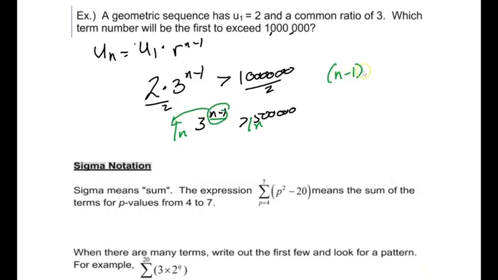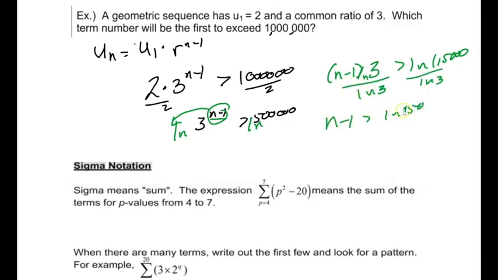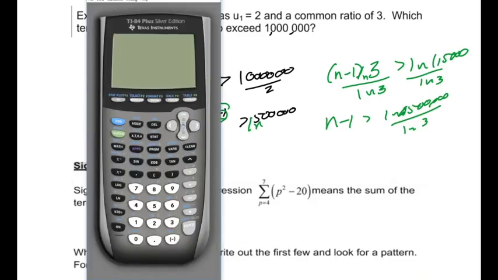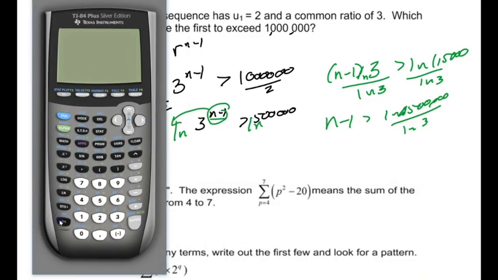n minus 1 times natural log of 3 is greater than natural log of 500,000. Oops, forgot the natural log here. I'm going to divide by natural log of 3. I'm going to get n minus 1 is greater than natural log of 500,000 over natural log of 3. By now, I probably should put in my calculator. Here's my fancy calculator. Turn it on. There's step 1, natural log of 500,000. Close the parenthesis, very important. Divided by natural log of 3. Very important, close the parenthesis. So many mistakes when people don't close that parenthesis.